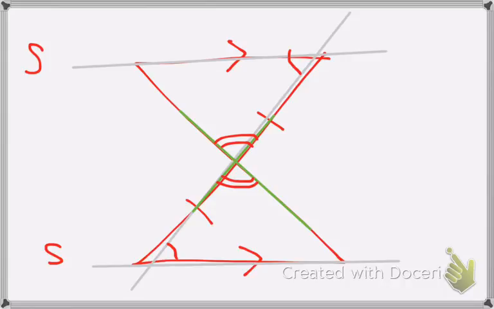So in the top triangle, I have 2 angles marked and a side, and that side is between them. On the bottom, I have 2 angles that are marked and the side is between them. So this is congruent by angle, side, angle.